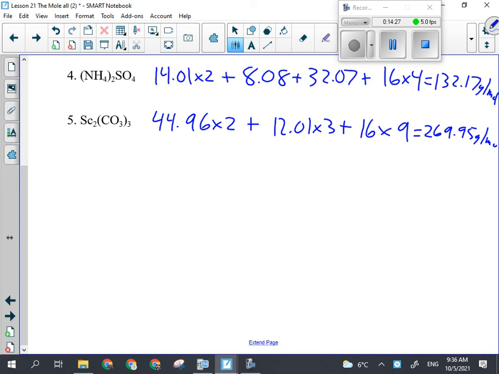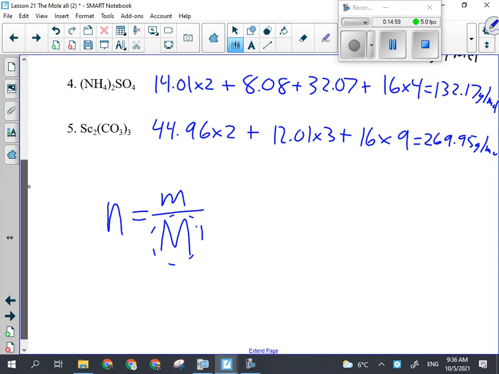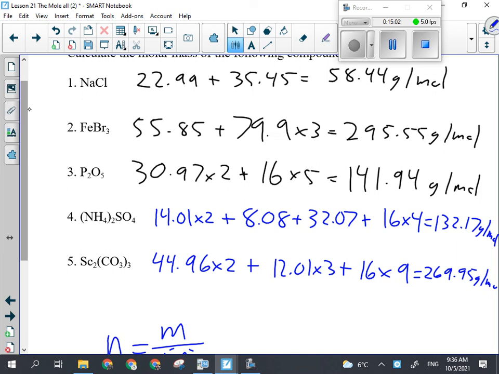Okay, everybody all right with how to calculate molar mass? Molar mass calculations are one of the parts of doing a mole equation calculation. When we get to the mole equation, this is the mole equation. n, which is number of moles, equals mass in grams divided by molar mass. So this is the thing we just learned how to calculate right here. It's part of the mole equation. Questions on this?